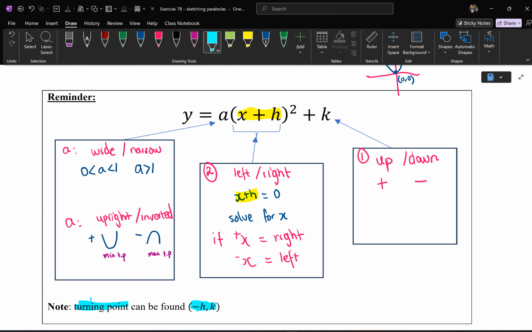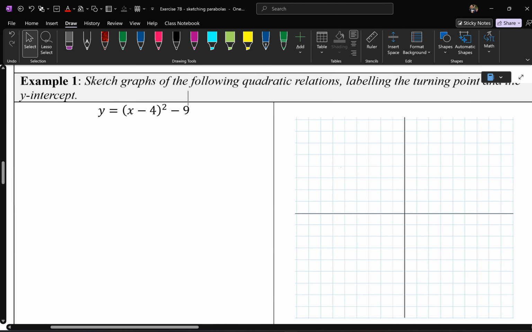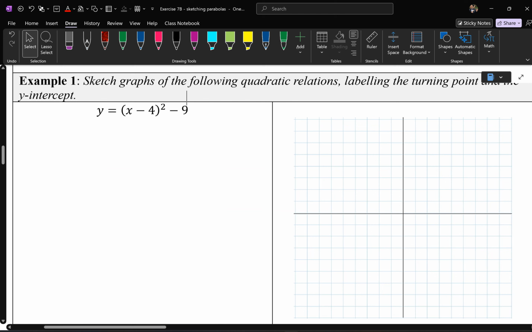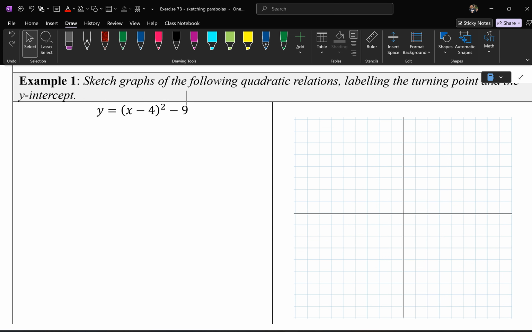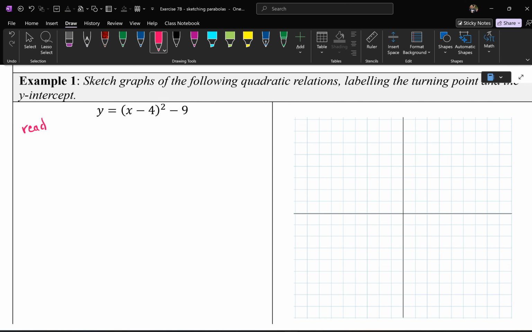Okay, so let's do an example. I want you to roughly sketch and label the turning point. After this, I'll show you how to find the y-intercept, which is very similar to chapter 1 that you did in term 1. But let's start off with this one. I want you to read the graph. Is it moving up, down, left or right? Is it inverted? Is it normal, narrow, or wide? And I want you to draw a rough estimate over here. Where would the turning point be? What does it roughly look like? And then we'll calculate the y-intercept.